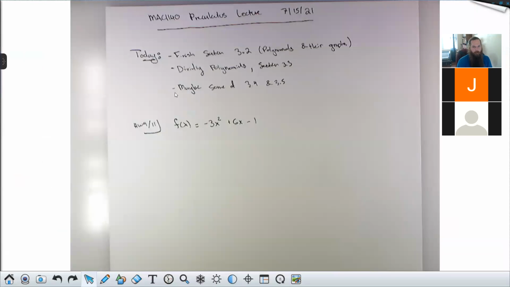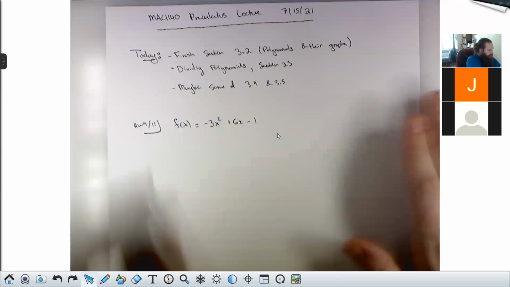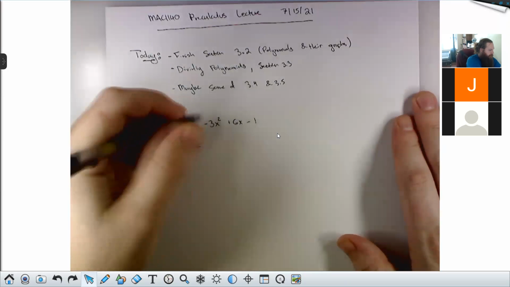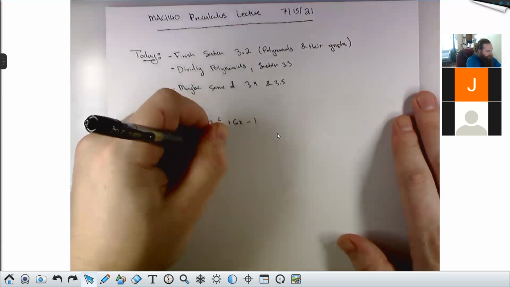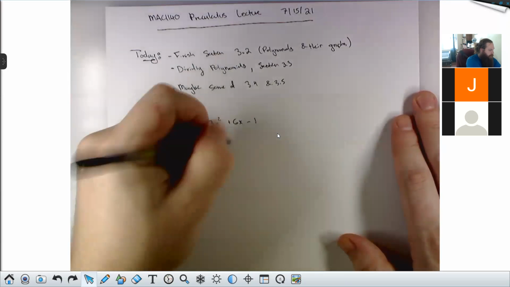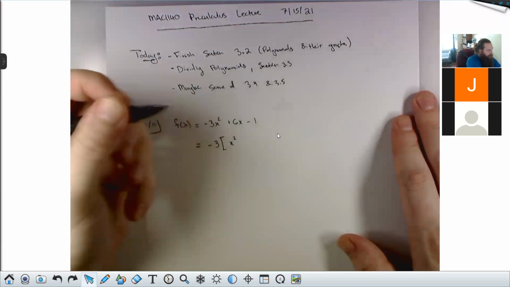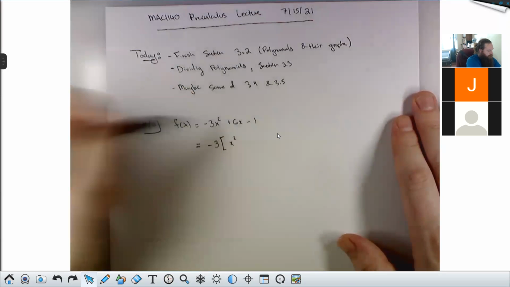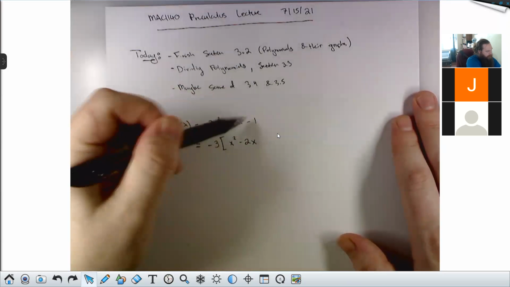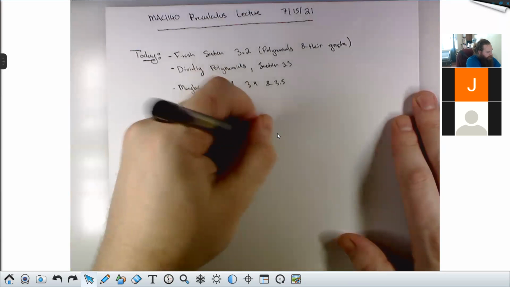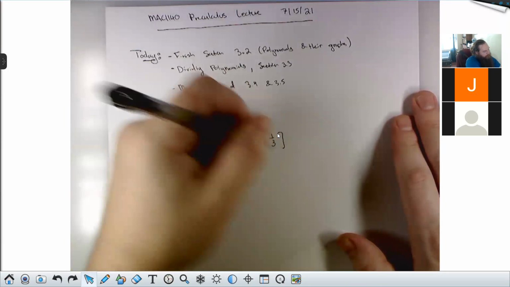-3x² + 6x - 1. So we're going to put this into the standard or vertex form. And the way we do that is by completing the square. So remember our first step is to factor out this lead coefficient. So I'm going to bring -3 out, factor of -3 out. That means that lead term will become x squared. 6x divided by -3 is -2x. And then -1 divided by -3 is +1/3.